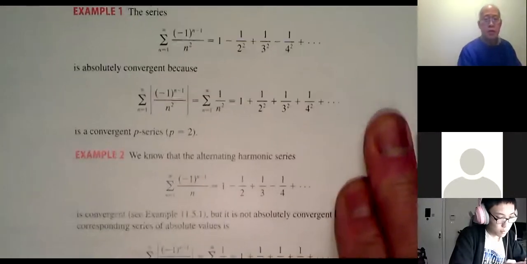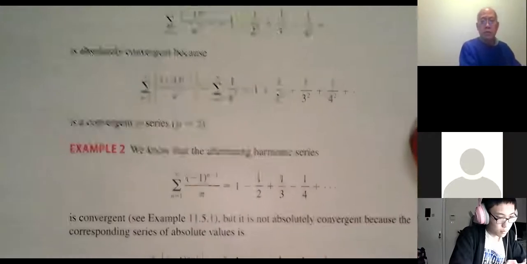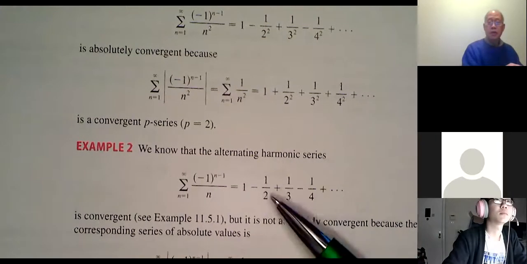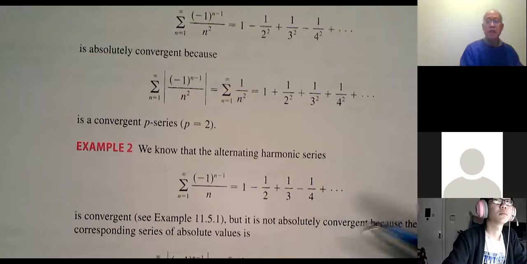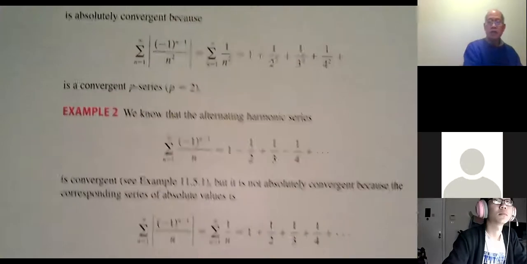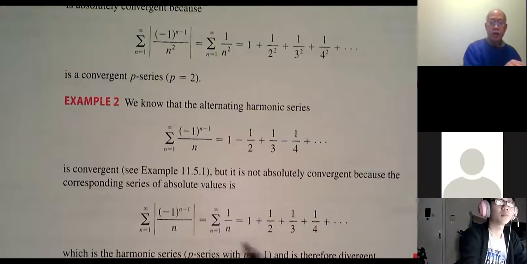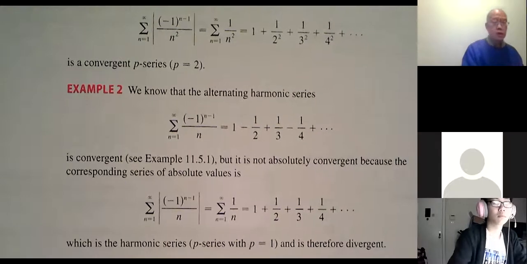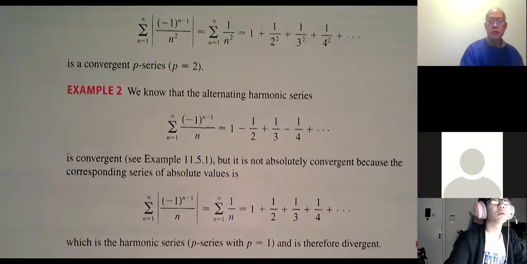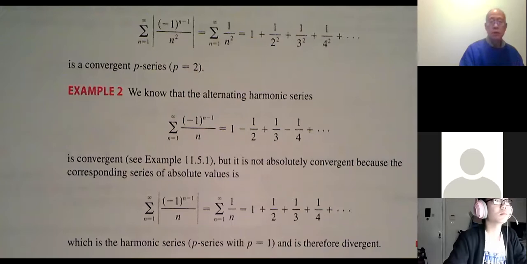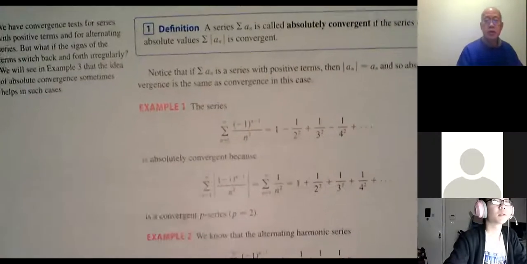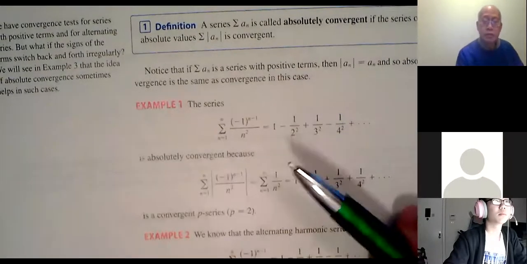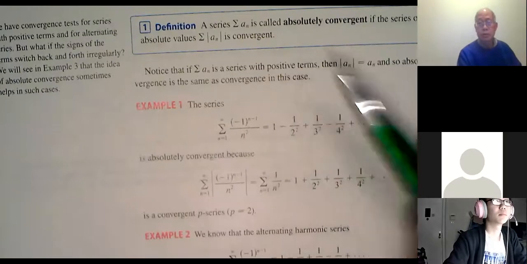On the other hand, example 2, the alternating harmonic series, we know it's convergent. We did that last time by the alternating series test. But it's not absolutely convergent, because this time if I take the absolute value of all the terms, I get the regular harmonic series. I know the regular harmonic series is divergent. So this converges, but it's not absolutely convergent. So the concept of absolute convergence is to take the absolute value of all the terms, make them all positive. If that new series converges, then the original series is called absolutely convergent.